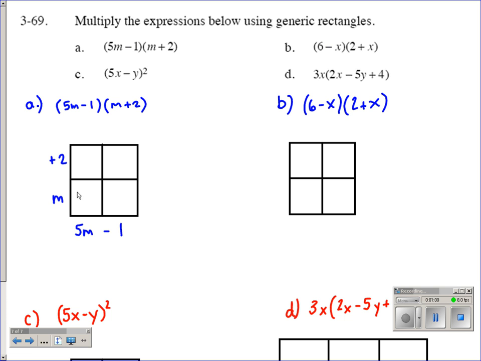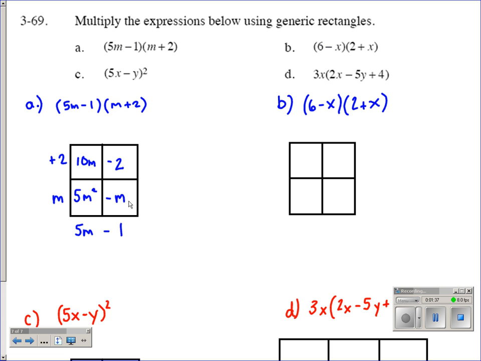So 5m times m is going to give us 5m squared. 5m times 2, because this dimension is 2, this dimension here is 5m. That would give us an area here of 10m. The area of the bottom right quadrant here, we have m by negative 1. Well, the area then would end up being a negative m. And negative 1 times positive 2 would give us a negative 2.